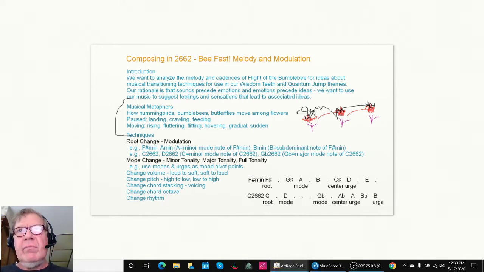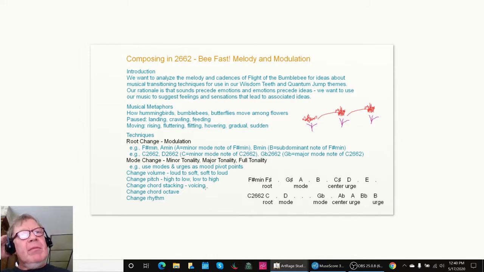Hummingbirds flit for sure. Bumblebees maybe take a little longer to get there. So the point is that we want musical metaphors for being kind of paused and kind of moving. And the metaphors we've been working with this stream and last are changing the mode, having a minor scale, a major scale, or using the full scale, and also changing the root of the scale, which is called modulation.